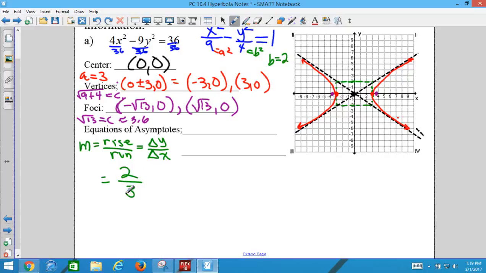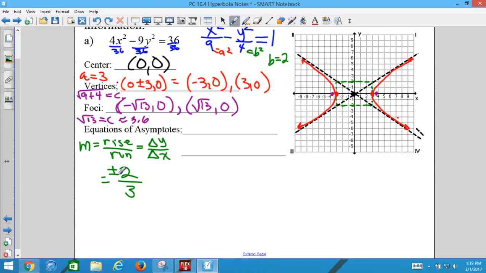You could also look at the graph, start at the center, go up 2 over 3, and hit the corner of the rectangle. But there's 2 asymptotes, so it's not just 2 over 3, it's actually plus or minus 2 over 3. There's 2 asymptotes. So it's plus or minus 2 over 3. One goes positive, one goes negative. Same number.